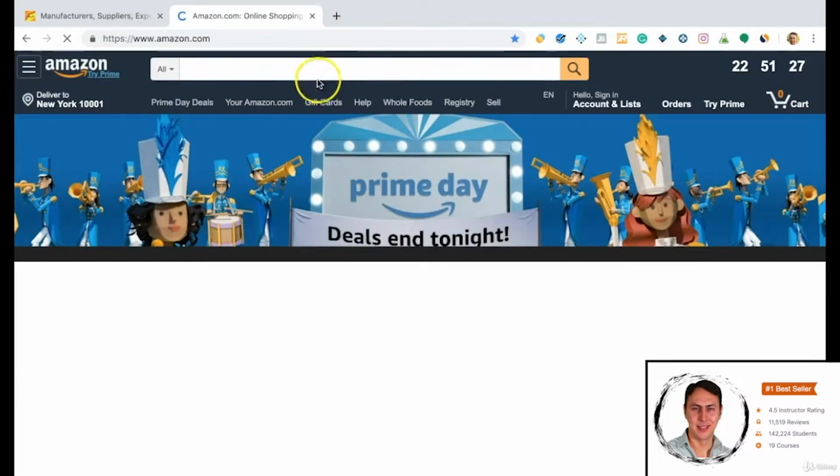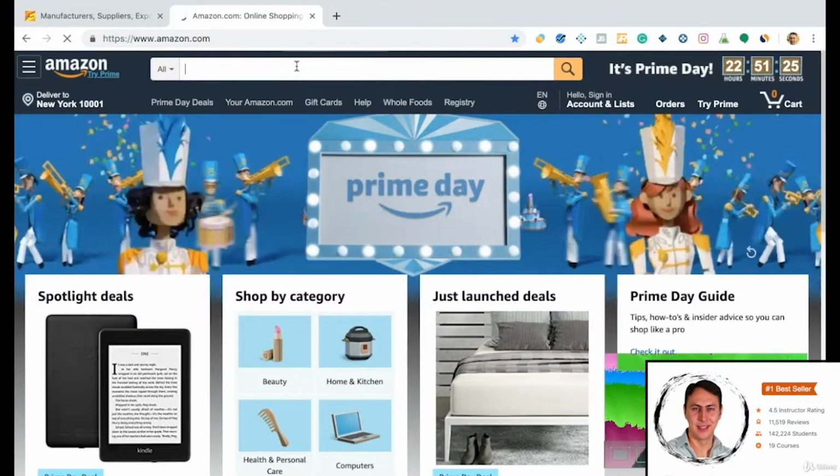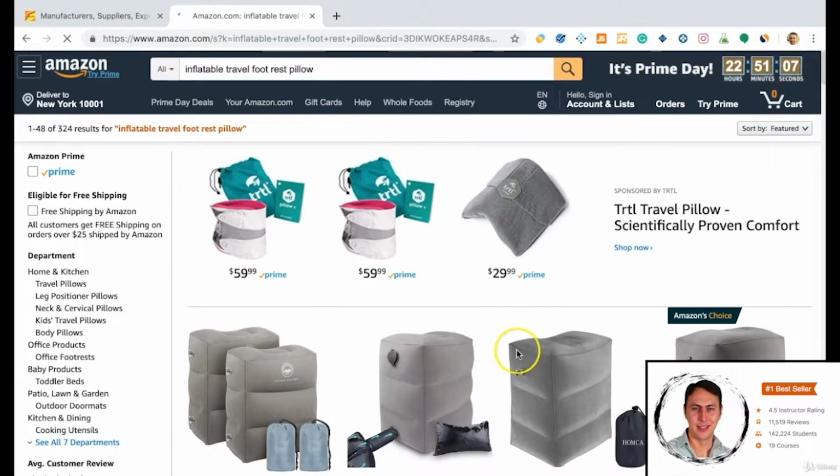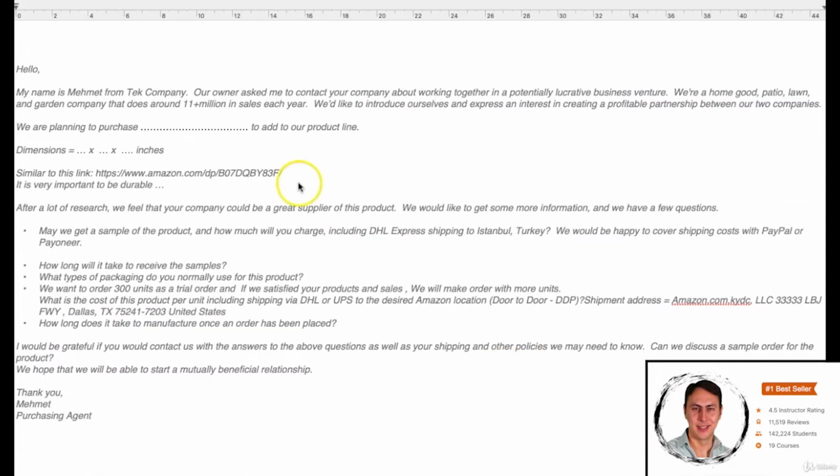Let's go to Amazon and look at the main product name. Inflatable travel foot rest pillow was our title. We had already worked on this title. We are pasting our title into the missing word area in our template. You can do this as well. We are saying that we want to purchase an inflatable travel foot rest pillow.